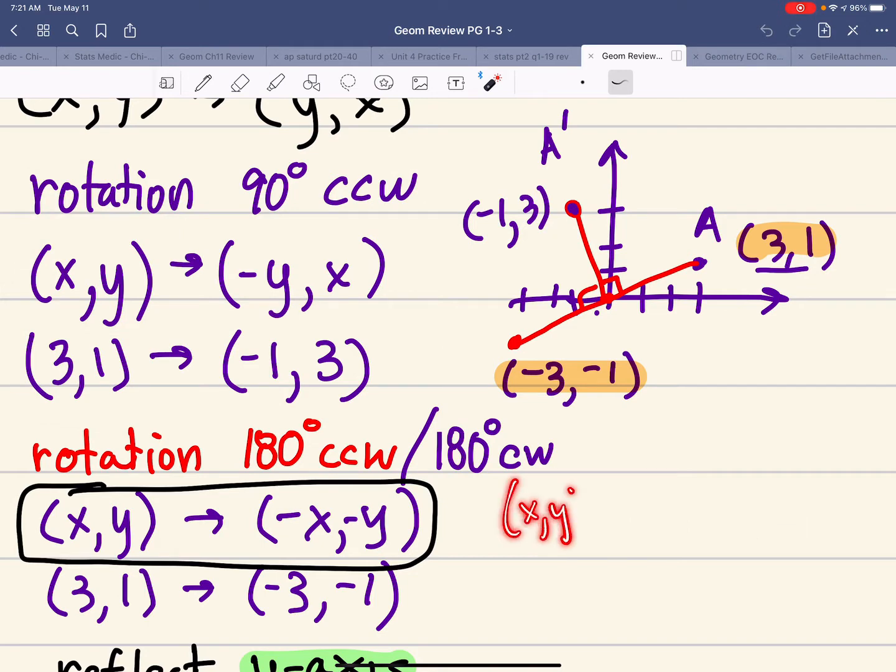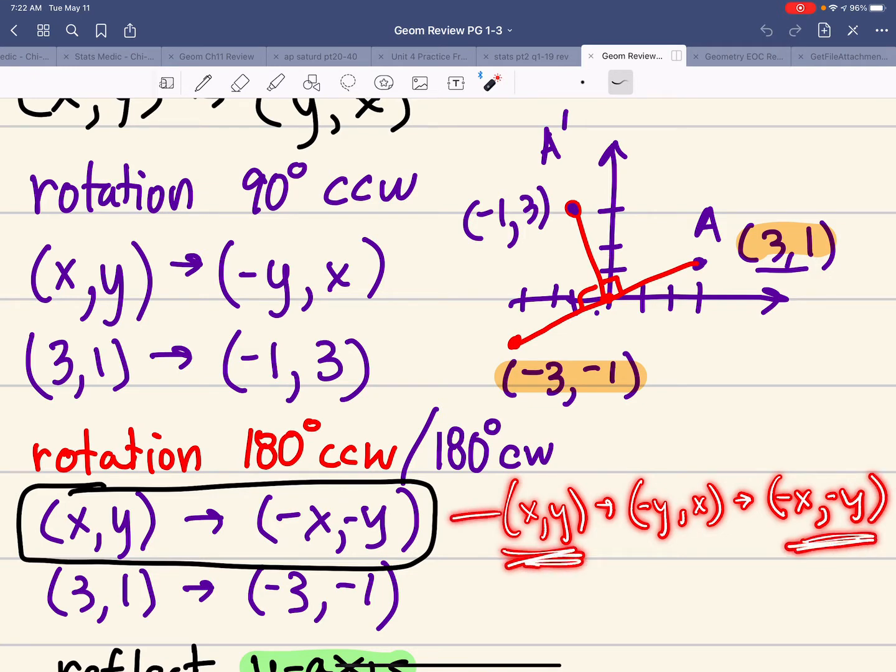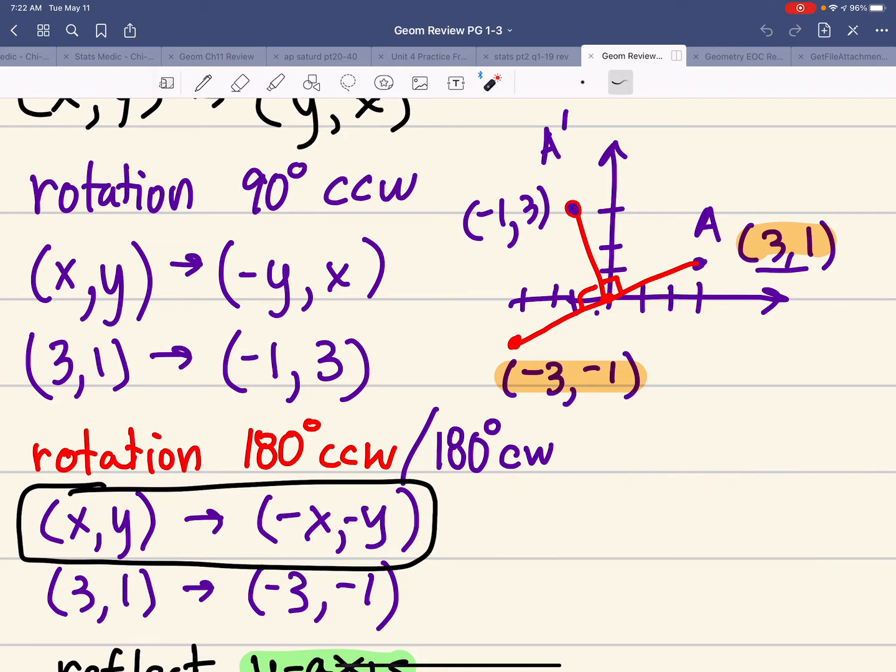hold on, here it is. Swap the spots and change the sign of the first, then do that again, swap the spots back and change the sign of the first. See how that would get me this same rule. So you can think of the rule rotating 90 as just rotating it as many times as you need it. So if you need to rotate 90, just do this rule once, and for 180, do this rule twice. If you need to rotate 270, do it 3 times, because 270 is 3 90-degree rotations.